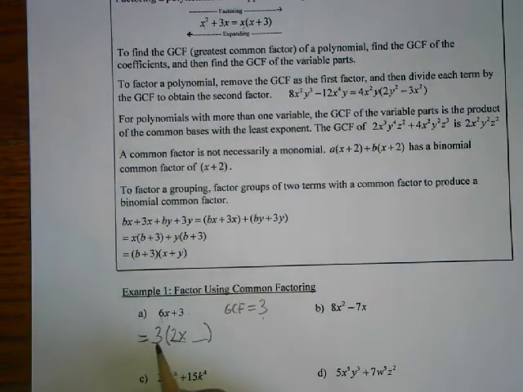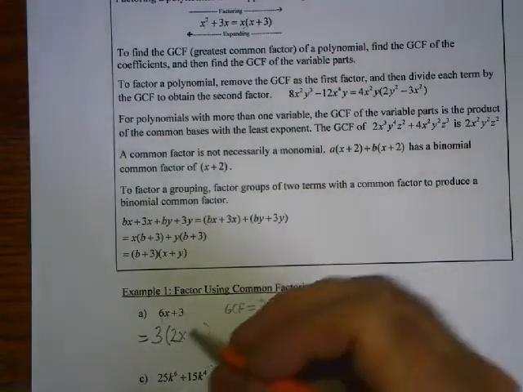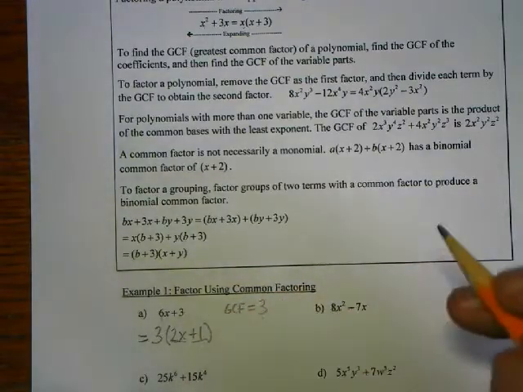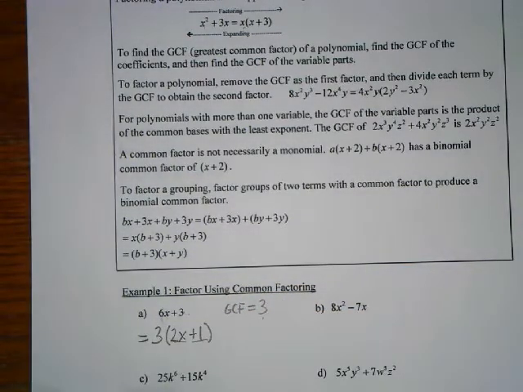Okay, and then the second one, what do I have to multiply 3 by to get 3? Well, that's straightforward. That's just 1. It's going to be plus 1 because I'm not changing the sign, and that's your answer. And you can always check your work when you do any type of factoring.